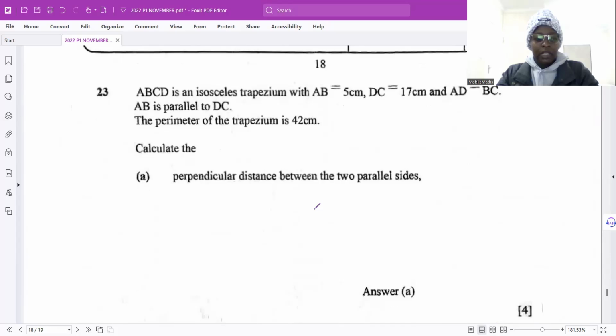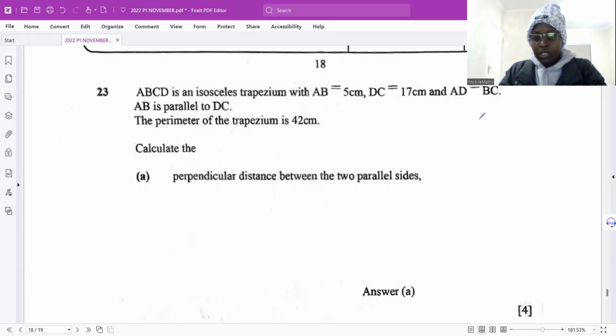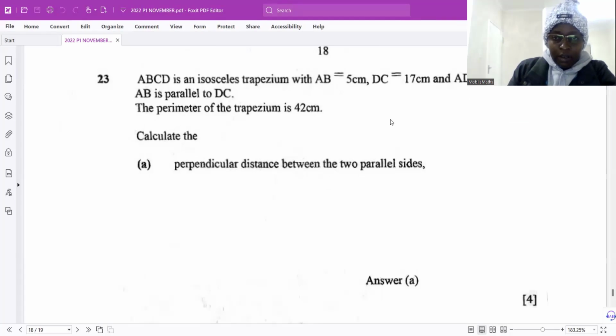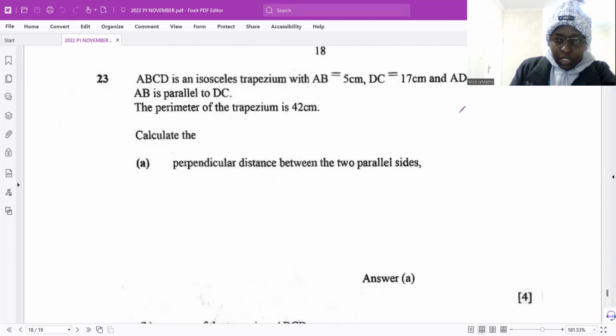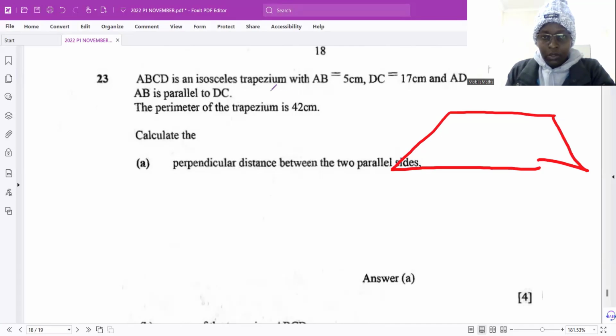Number 23 is saying that ABC is an isosceles triangle. So when they say isosceles triangle, we can draw it. My diagram can be something like this. Let me try to draw it. Okay, you can have a trapezium like this, which has got... this one didn't come out nicely. Let's see, something like this.